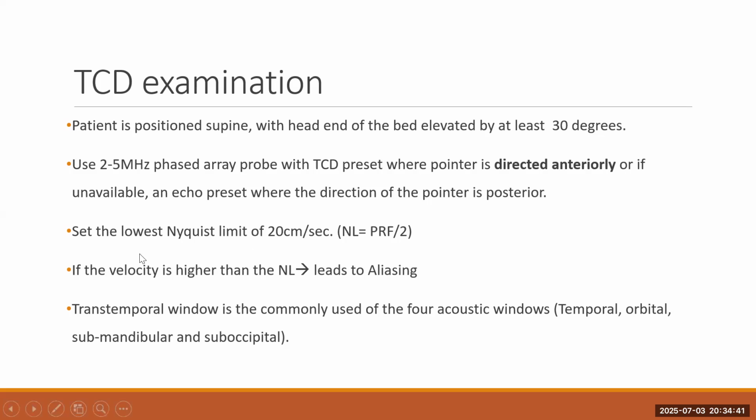As I was telling, we need to select the lowest Nyquist limit on our ultrasound machine. The Nyquist limit is nothing but the pulse repetition frequency divided by 2. If the velocity in the blood vessel is higher than the Nyquist limit, it leads to a phenomenon called aliasing. We have a few slides in the case discussion where we demonstrate what aliasing is and how we adjust the Nyquist limit to reduce it. For the windows, there are 5 windows, of which 4 are commonly used. Amongst them, the transtemporal window is most commonly used.